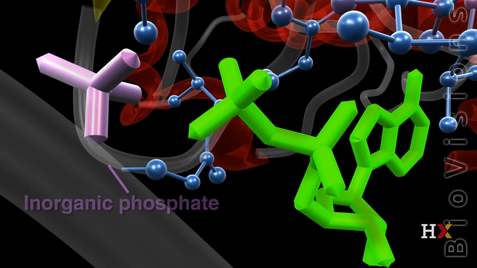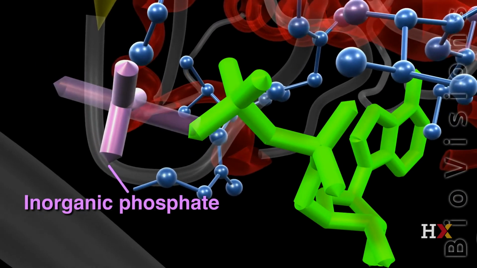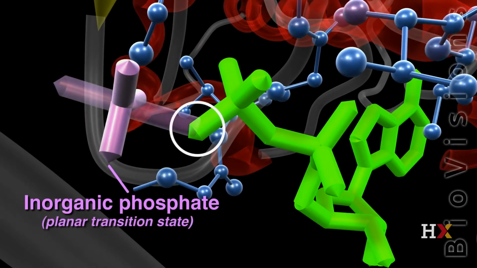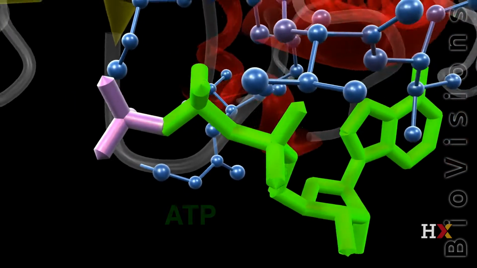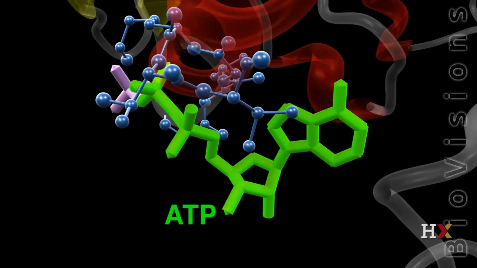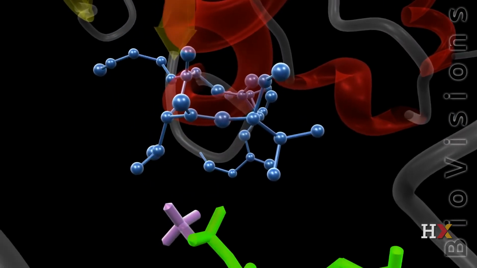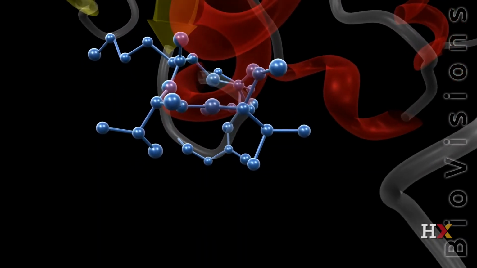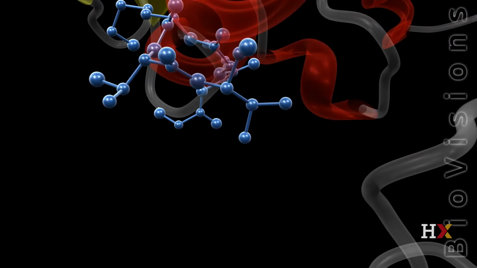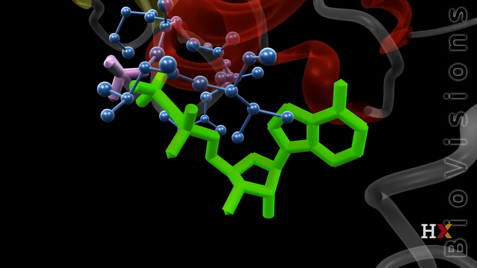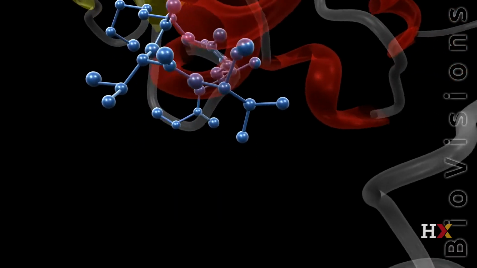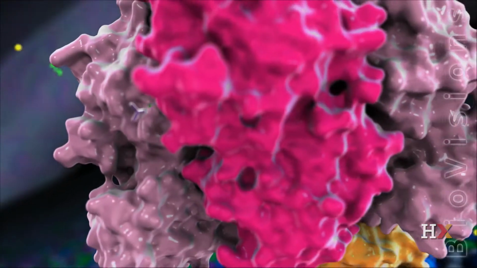There is the promotion of a planar transition state. Synthesis of a new phosphodiester bond is catalyzed, and then the subunit switches to the open conformation. Upon this reconfiguration in the beta subunit, ATP is ejected from the active site. The enzyme then resets and restarts the synthesis of another ATP molecule. This is a summary of the events at the active site.